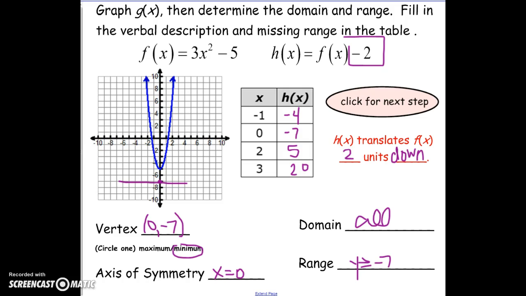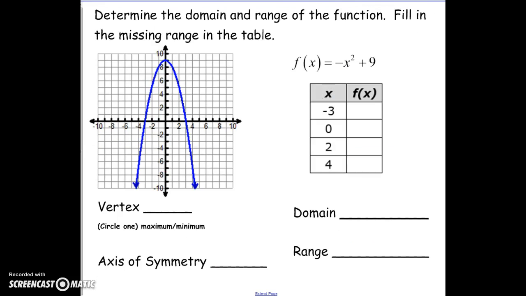Moving right along, on the back, we have a new example. So now we have a new parabola. -x² plus 9. Put those things in the calculator. 0, 9, 5, -7. Some of these values you can easily tell on the graph.